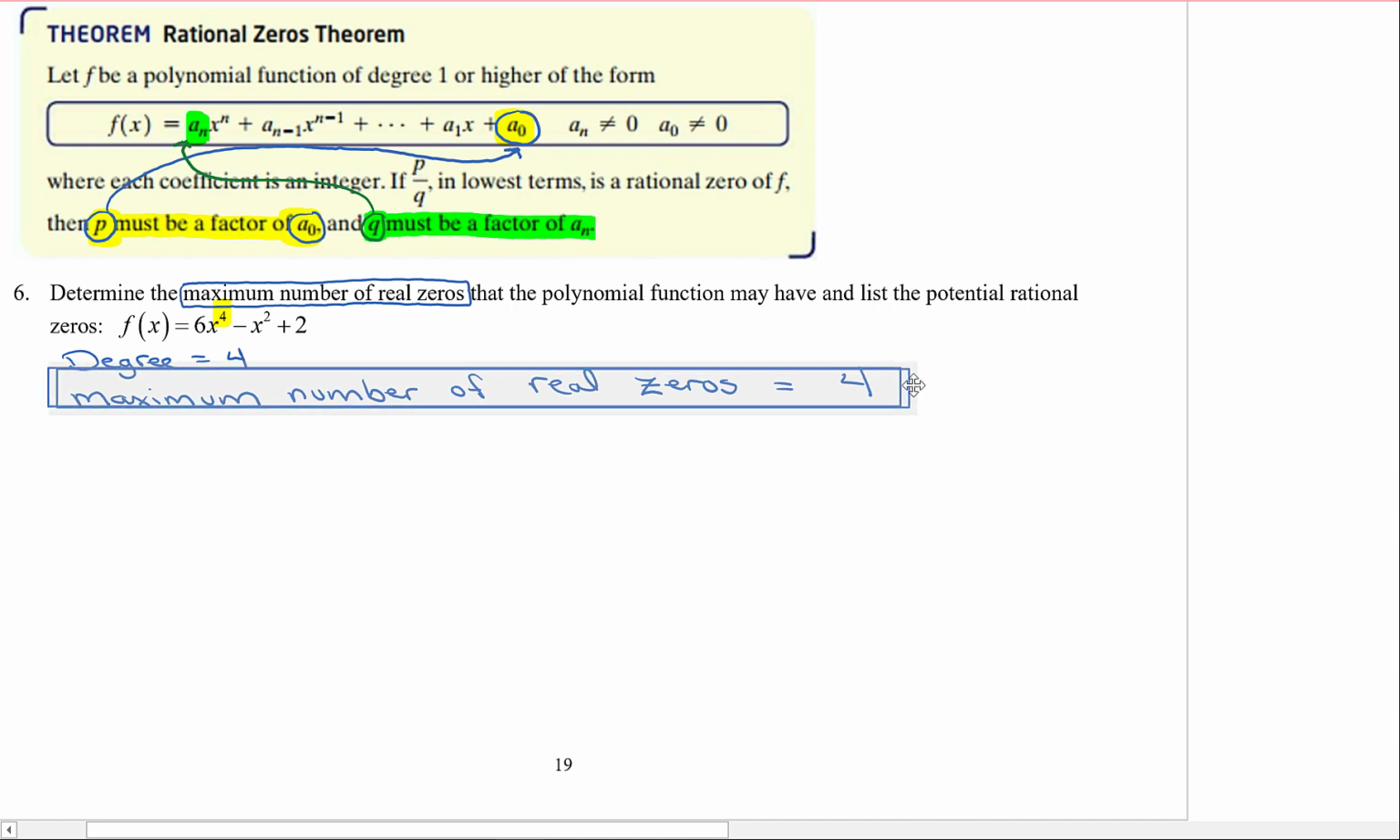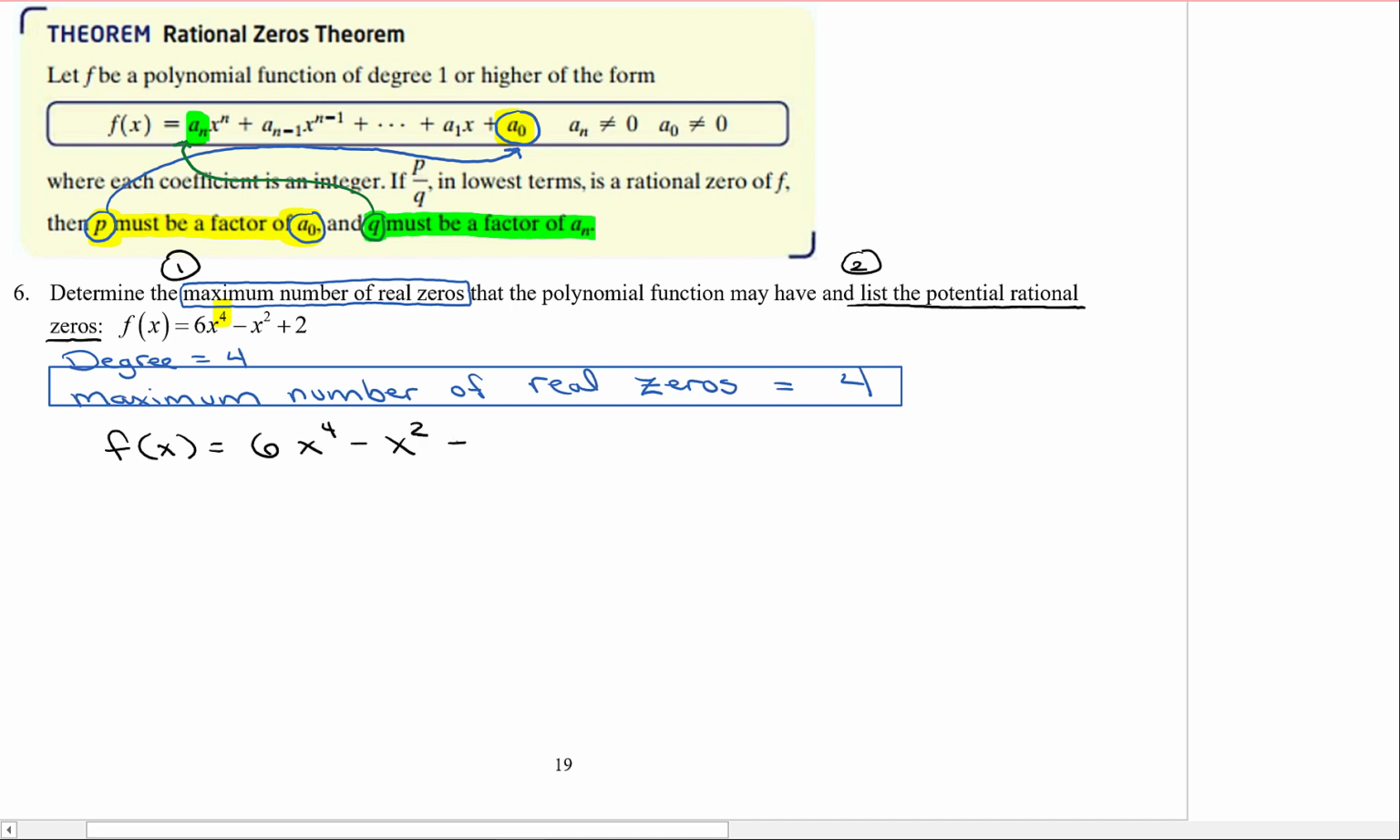All right. Now that we've got the maximum number of real zeros, we're ready to find the list of the potential rational zeros. We're going to use the rational zeros theorem. So why don't I go ahead and look at this function and determine what are going to be the factors of a sub 0 and what are the factors of a sub n. First thing, and very important, descending order. It just makes it easier to identify which one is going to be your a sub 0 and which is your a sub n. This is our a sub n. So remember that's associated with the q.